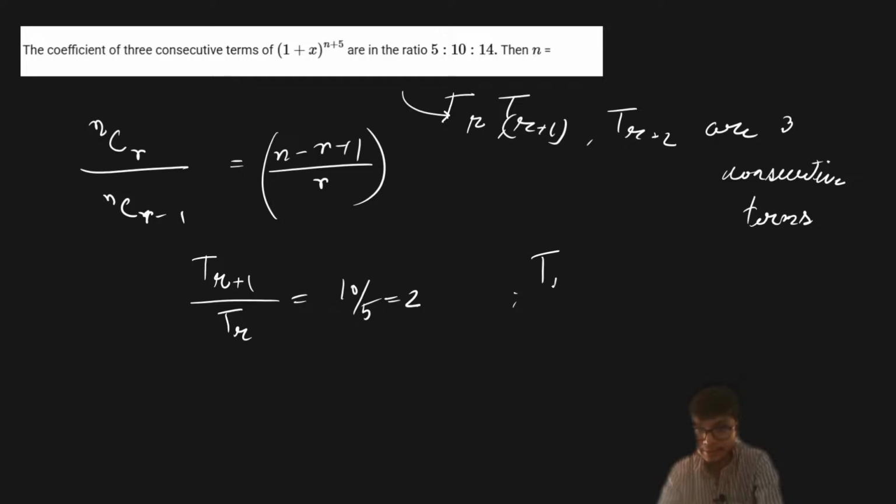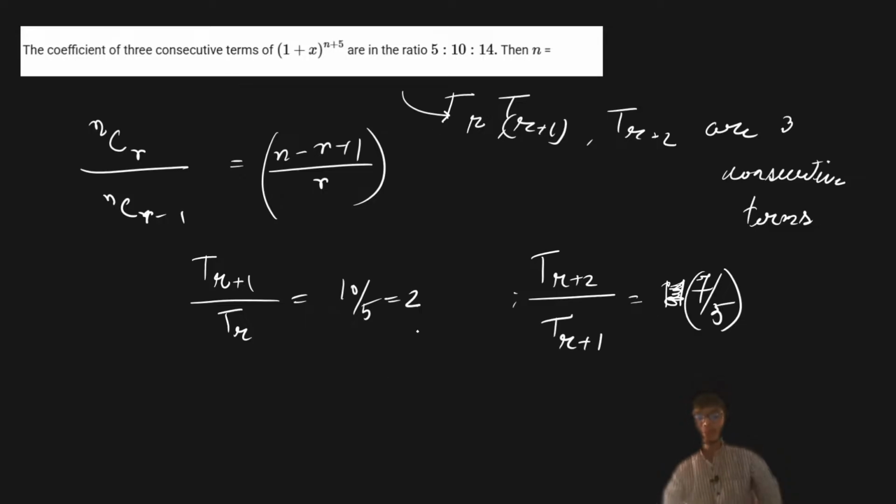Okay, and similarly t(r+2) divided by t(r+1) is equal to 14 over 10, which can be written as 7 upon 5, right? So from these two expressions I'm going to solve for the unknown value, that is n, right? So I would request all of you to please give it a try. It's a very simple problem. Over here, if you look at the consecutive terms, it says the coefficient, right? So I just have to find the coefficients. Don't go with the terms, we have to find the coefficients.